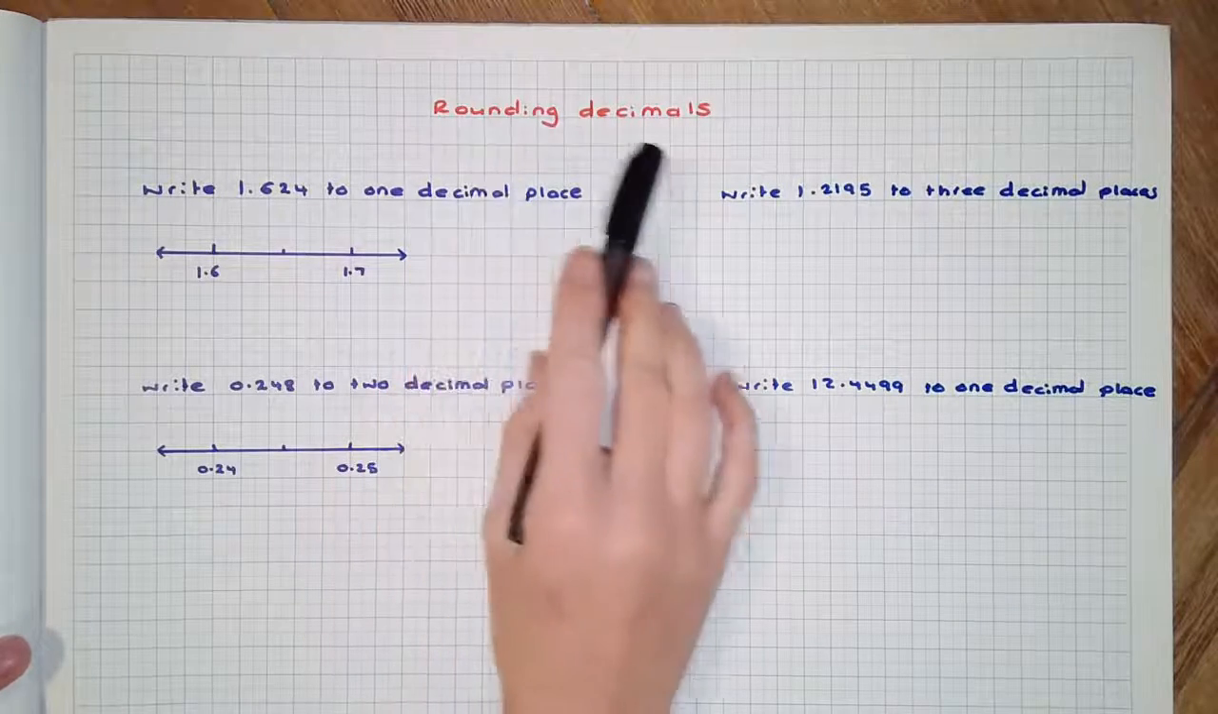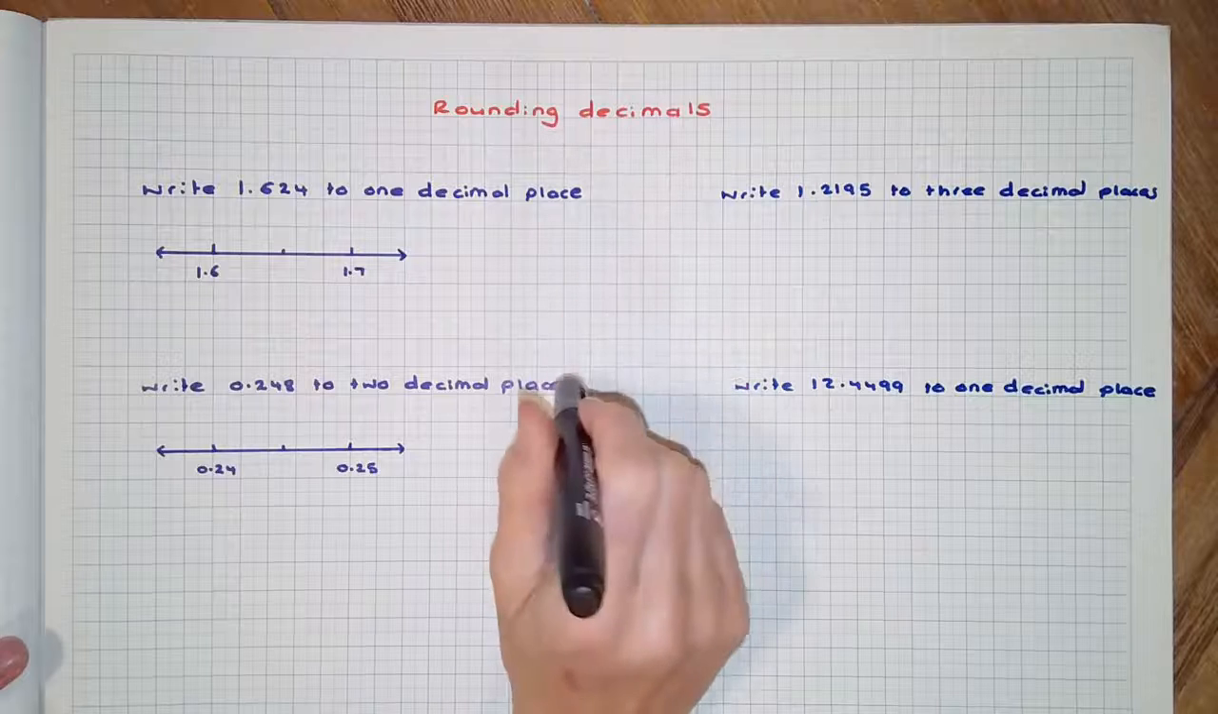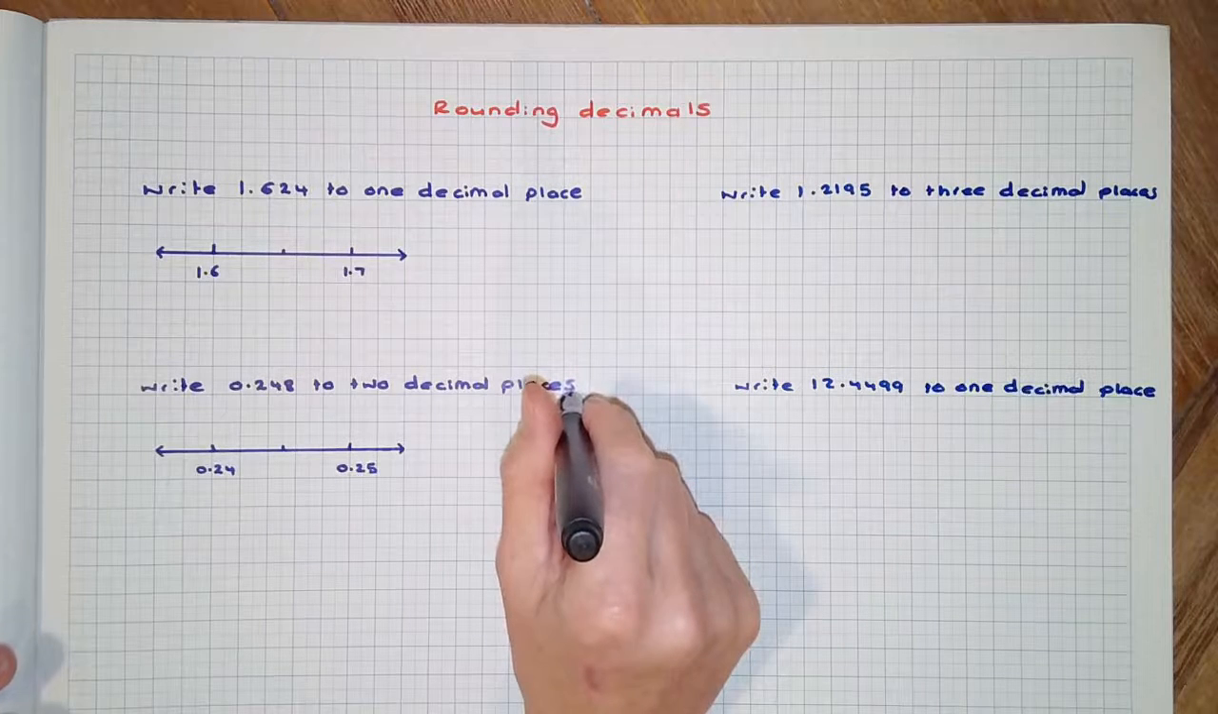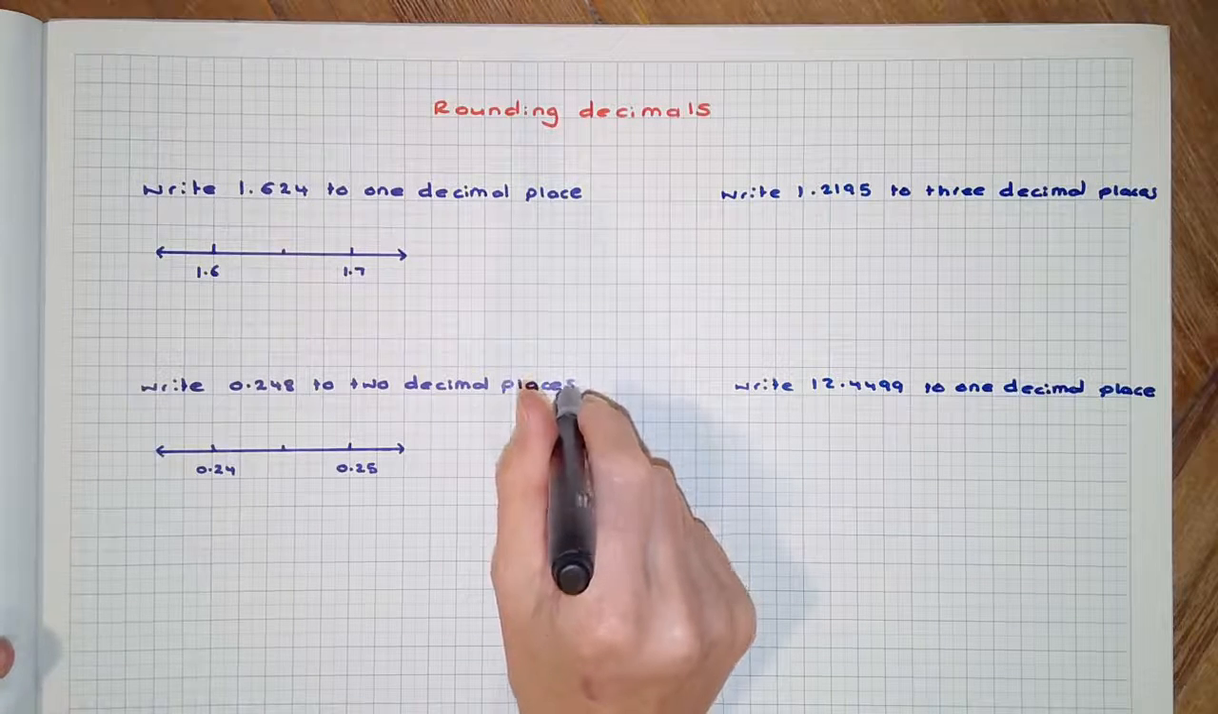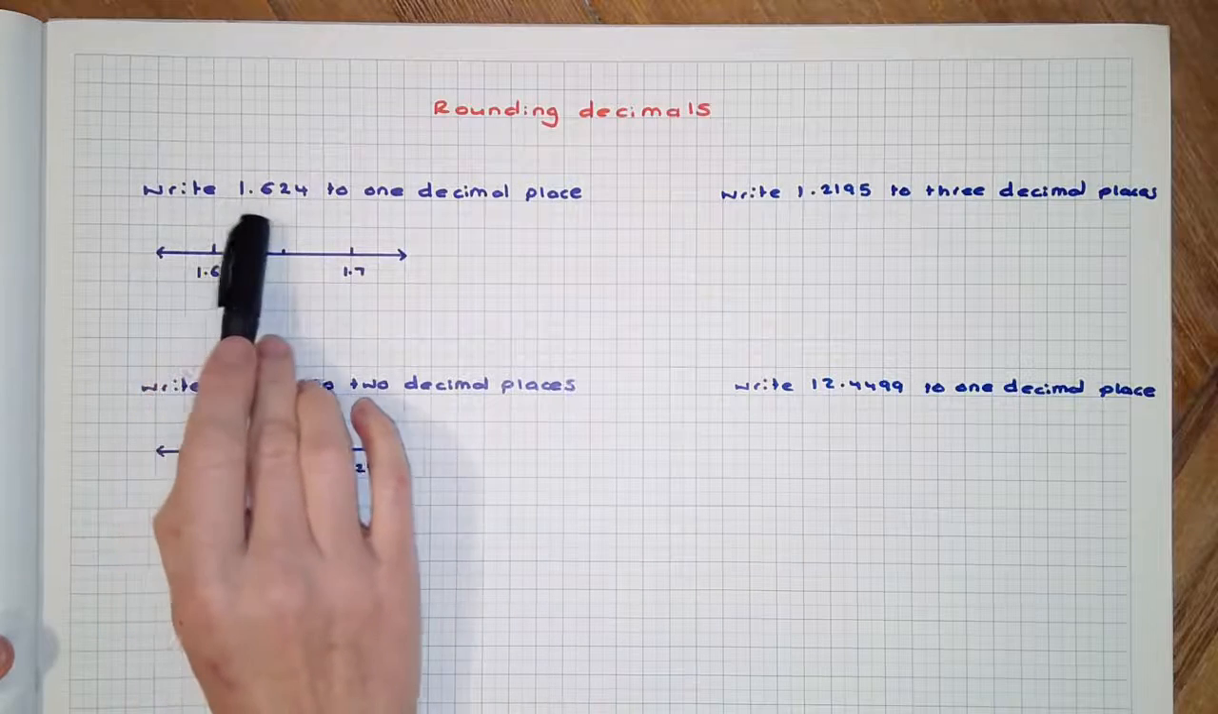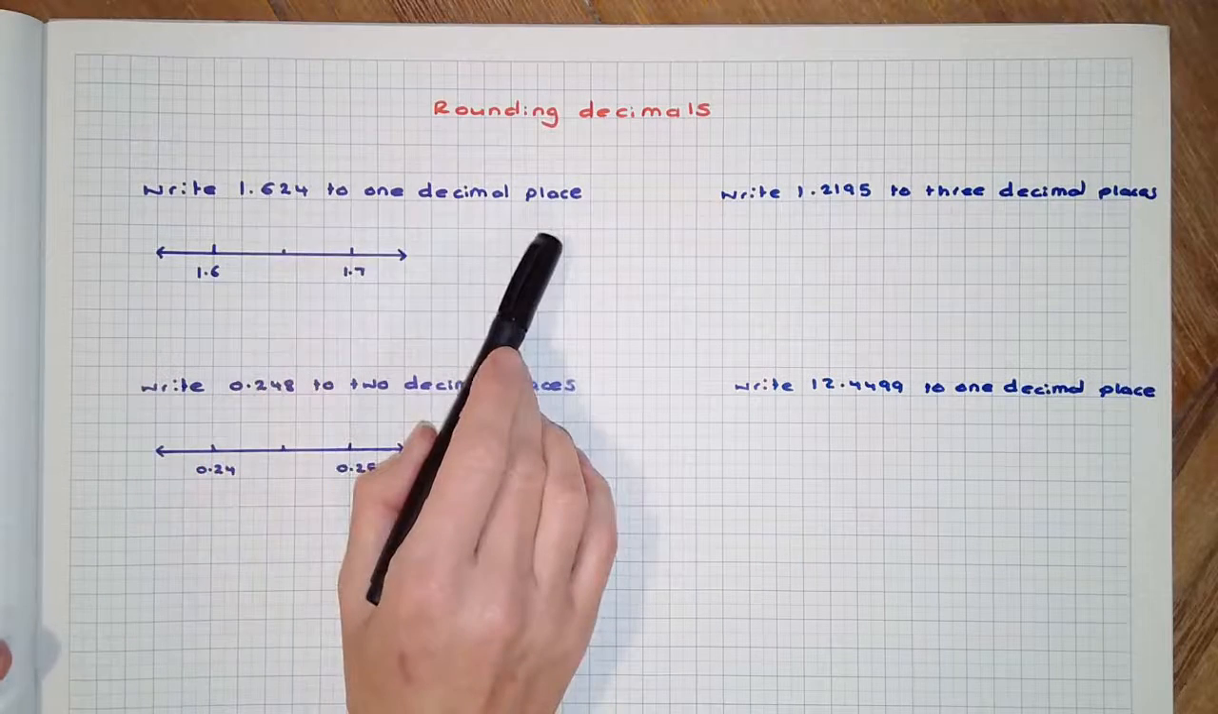In this video, we're going to have a look at rounding decimals. Rounding decimals refers to writing a decimal correct to a number of decimal places. First example, write 1.624 to one decimal place.